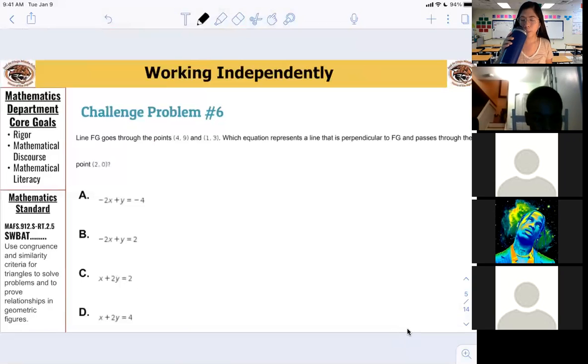Can I read? Mm-hmm. Wait 1 second. Line FG goes through the points (4, 9) and (1, 3). Which equation represents a line that is perpendicular to FG and passes through the point (2, 0)? Okay. Keywords. What should I highlight?